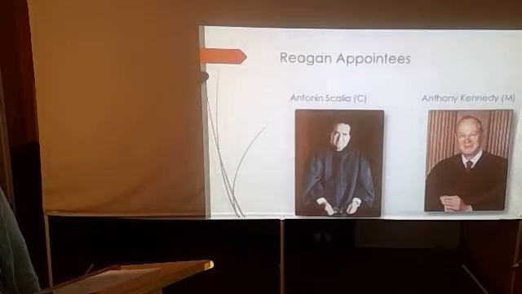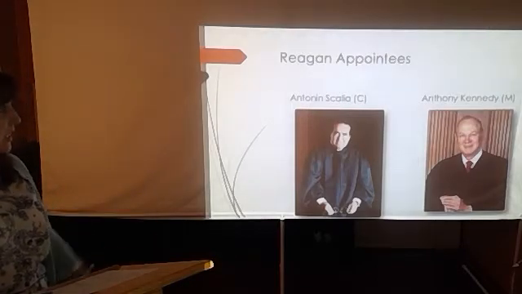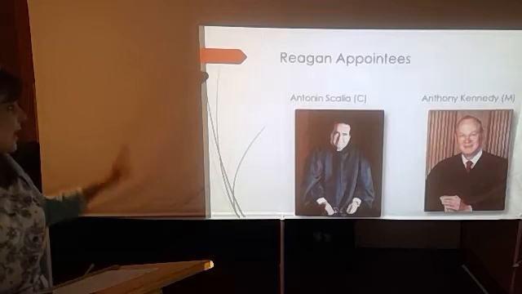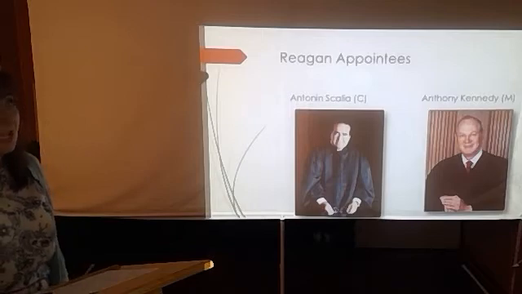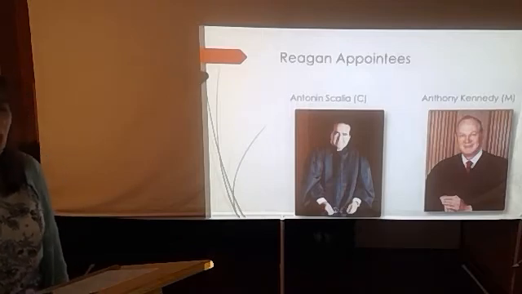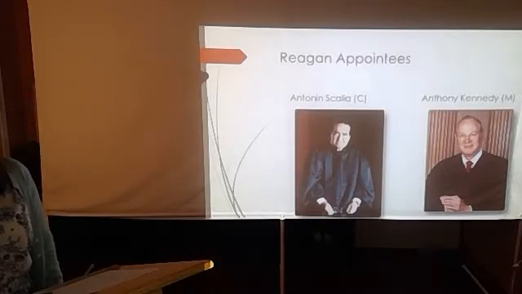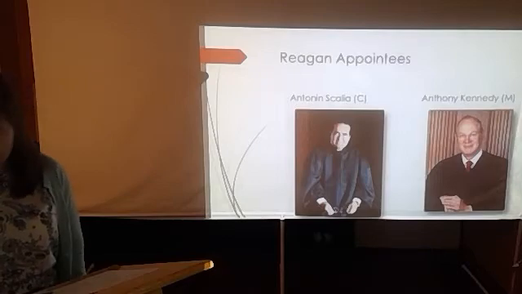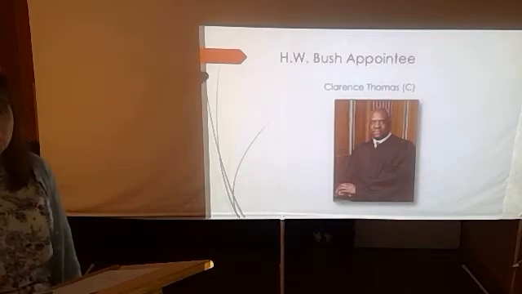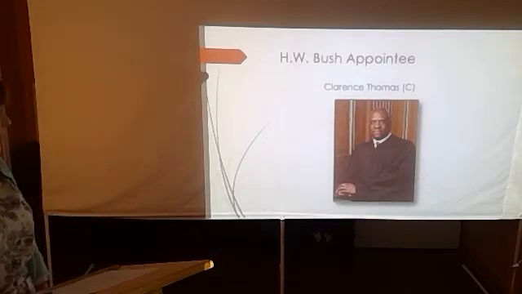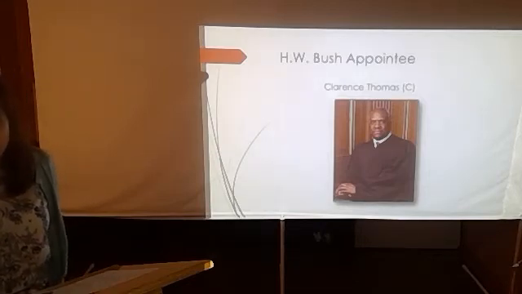So let's look at some of the appointees. President Reagan appointed Antonin Scalia and Anthony Kennedy. Kennedy is still on the Supreme Court. Antonin Scalia is not. Antonin Scalia actually died in the last 6 months of President Obama's presidency, and that is what allowed President Trump to appoint his very first Supreme Court justice. Clarence Thomas was appointed by George H.W. Bush, the Bush number one. And there was a huge hearing about him as well.